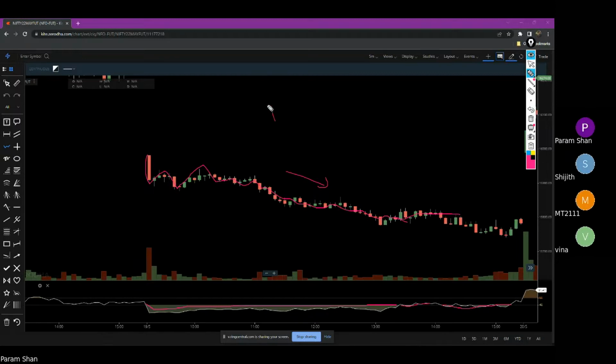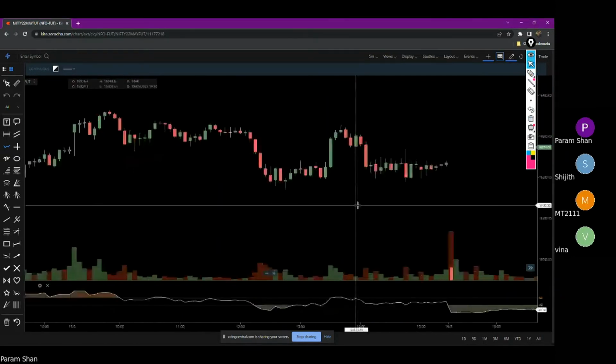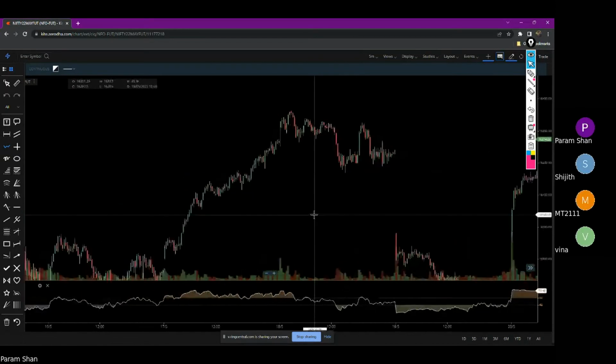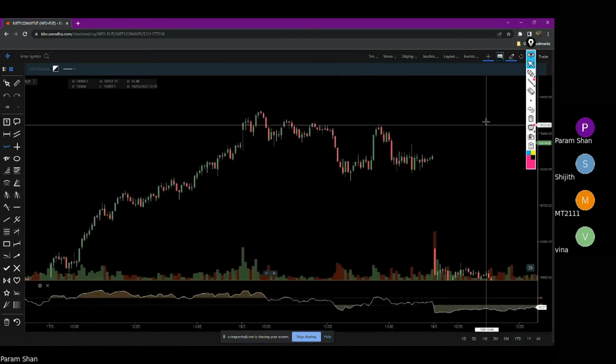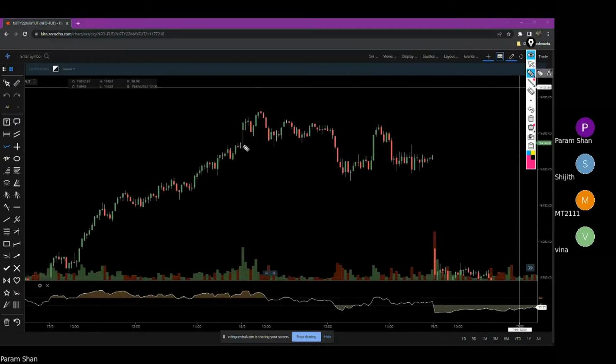So if RSI is above 60, our particular stock is bullish. If RSI is below 40, our particular stock is bearish. Okay, so let us look at the previous day. The 18th. So on the 18th, what happened? This is a distribution area, and again it fell down.